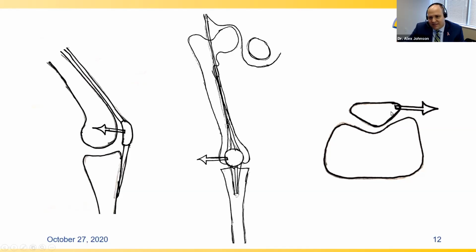And if everything's not balanced right, you're going to pull it outside of the groove, and it's going to bump this part of the bone up against this part of the bone, and that will ultimately cause pain. So if your tracking is not correct underneath the patella, that's why you get this pain.